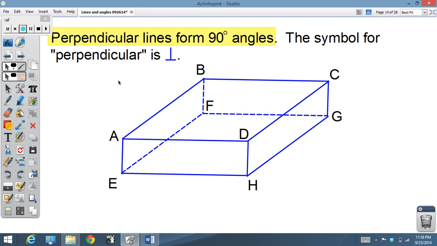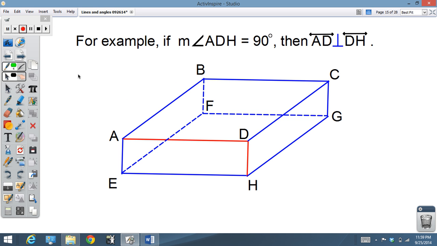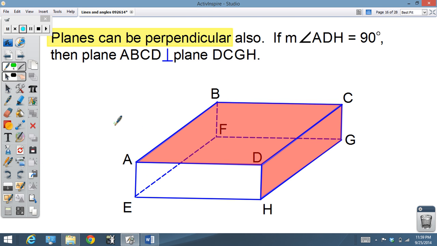Okay, perpendicular lines. You know, they form 90-degree angles, and the symbol for perpendicular is that thing right there. So, if angle ADH is 90 degrees, then line AD is perpendicular to line DH, and that's how we would write it. Planes can be perpendicular as well. If ADH is a 90-degree angle, then plane ABCD is perpendicular to plane DCGH.